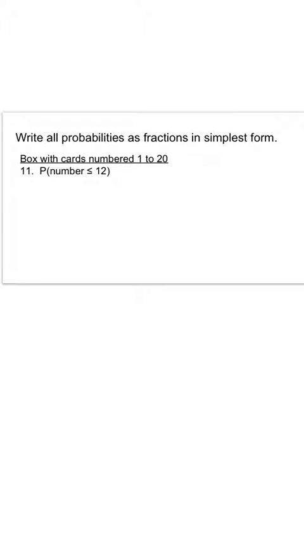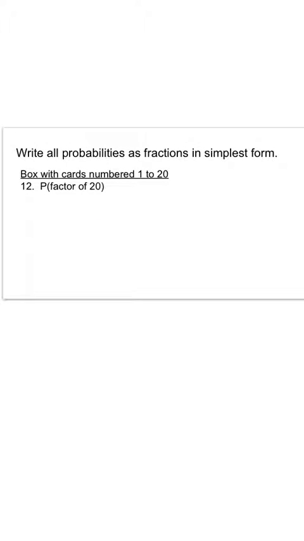Find the probability of a number that is less than or equal to 12. Your total chances are 20. And then you have the numbers 1 all the way through 12, which means you have 12 numbers. 12/20ths can be reduced to 3/5. So you have a 3/5 probability of pulling a number that is less than or equal to 12.